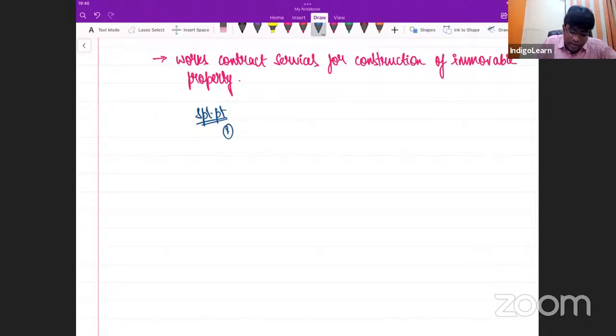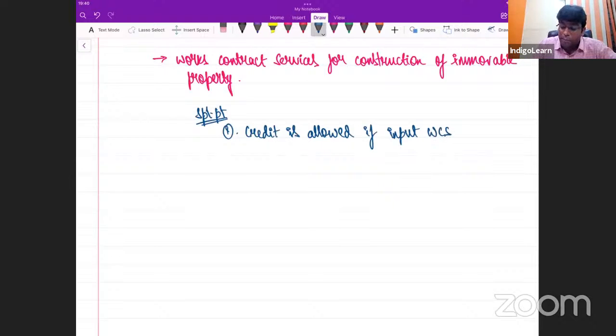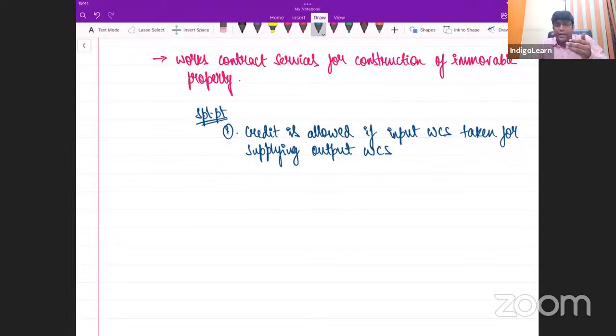But special point, number one, credit is allowed if input works contract service, WCS means works contract service, is taken for supplying output works contract service. I have taken input WCS to provide output WCS. Then definitely credit is allowed. No doubt about it. Input WCS is taken, some input works contract service, to supply output works contract service. In that case, definitely credit is allowed.